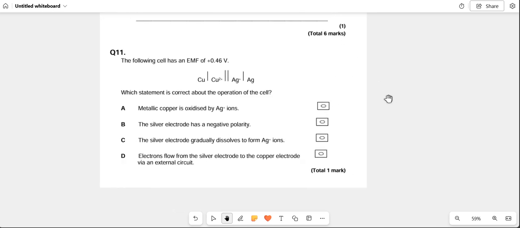The following cell has an EMF of 0.46. Which statement about the operation of the cell is correct? Options: reduce, oxidize, oxidize, reduce. Obviously copper is being oxidized, going from reduced state to oxidized state, and the Ag is being reduced, going from oxidized to reduced. So it's option A. It's not even a question.